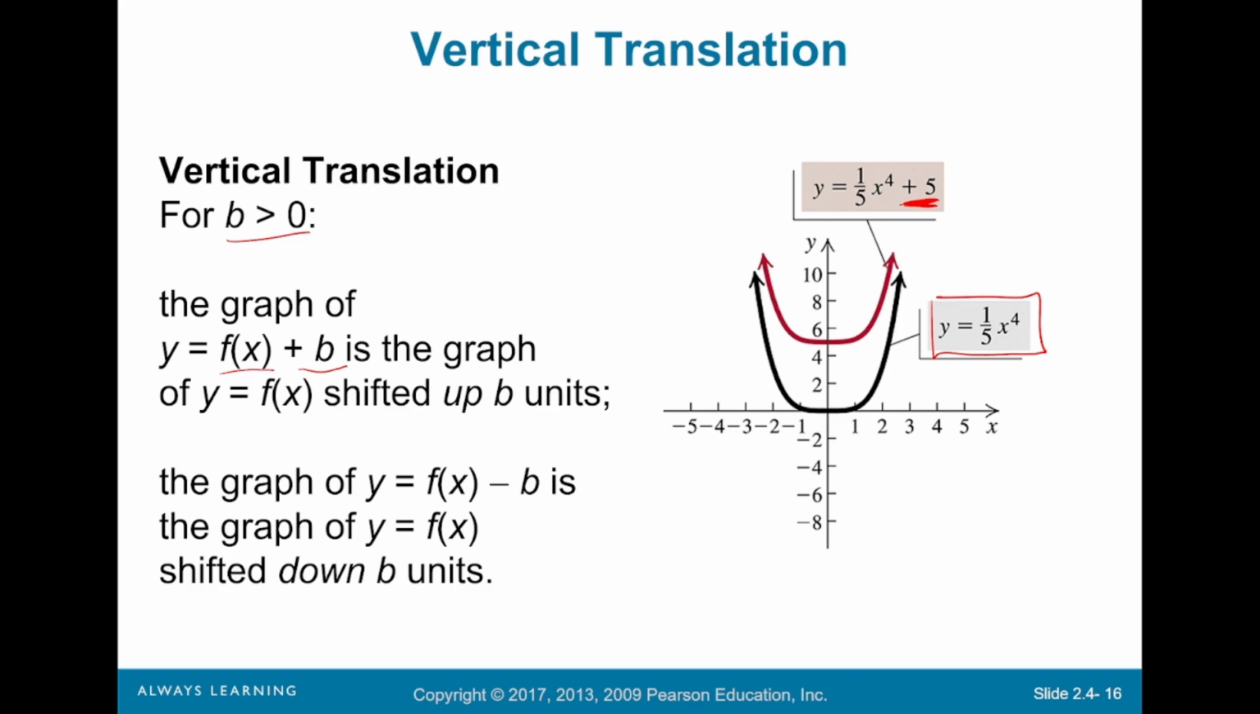Similarly, if b is negative and we're subtracting b, then we've shifted down b units. And so with vertical translations, they move in the natural direction. If I add 5, I move up. If I subtract 5, I move down.